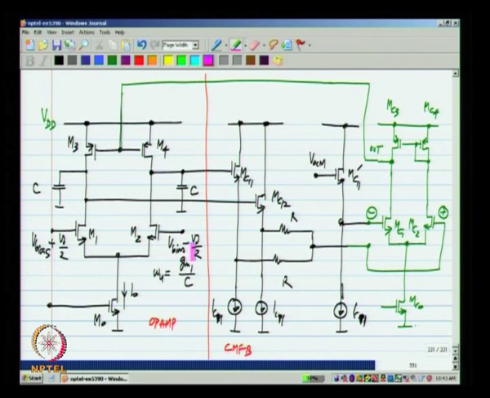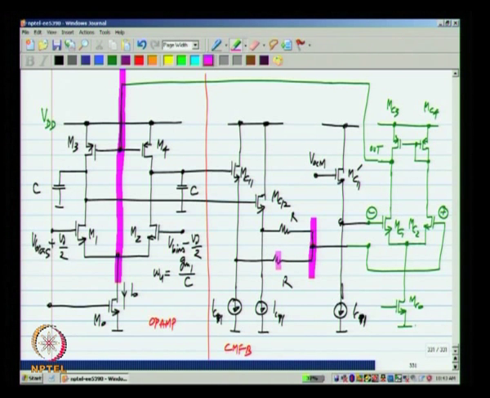When we want to analyze the differential part, we can do it using the differential half circuit. Keep in mind that this is the line of symmetry, and this is the line of symmetry as well. So, these points will be at ground in the differential half circuit, and in the common mode half circuit I have to fold all of these circuits on top of each other in parallel.